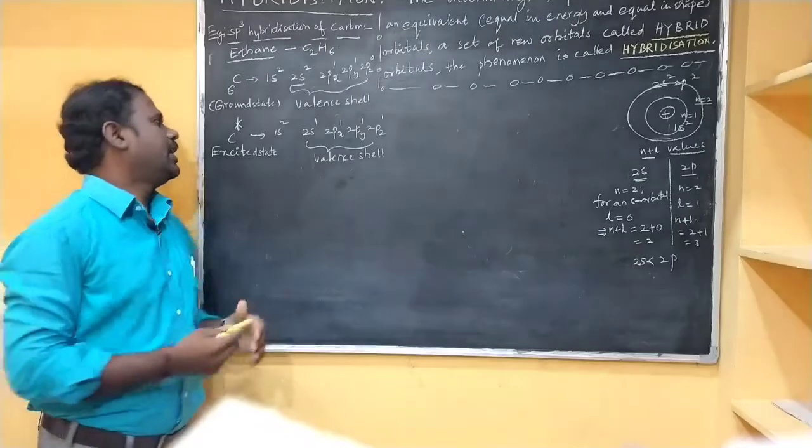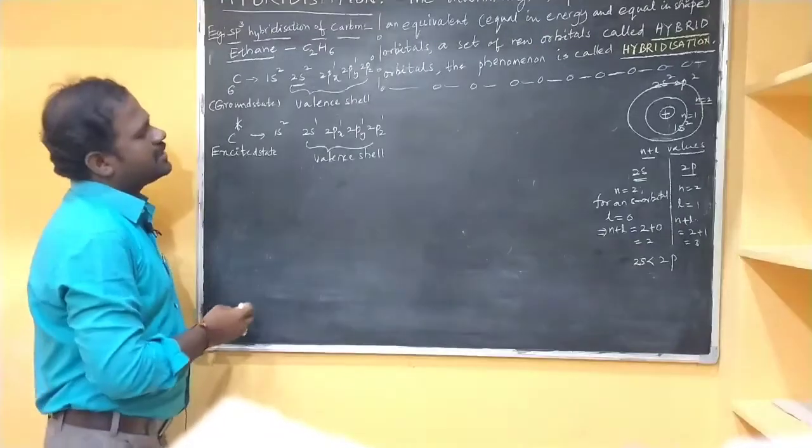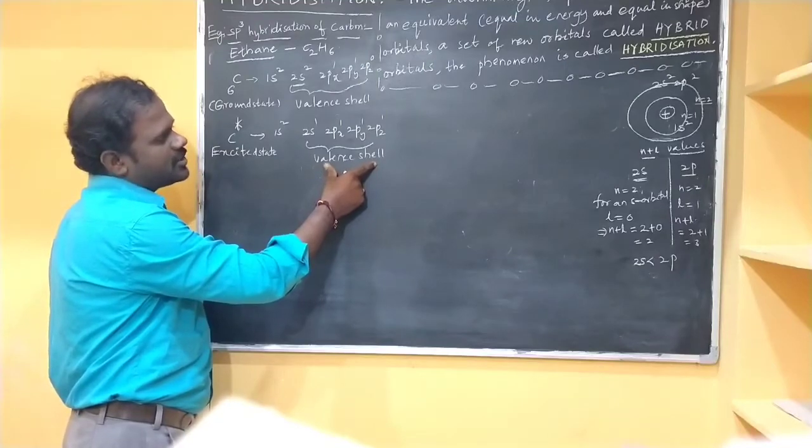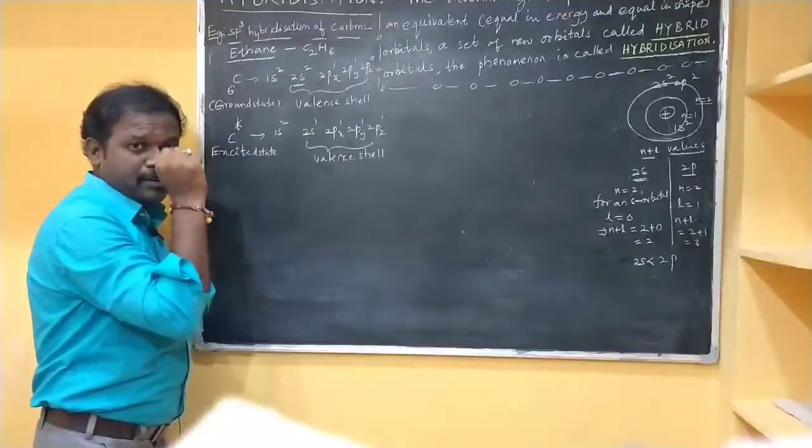Right, sir? Then here we can see the number of electrons in the valence shell is equal to 4. Right, sir?